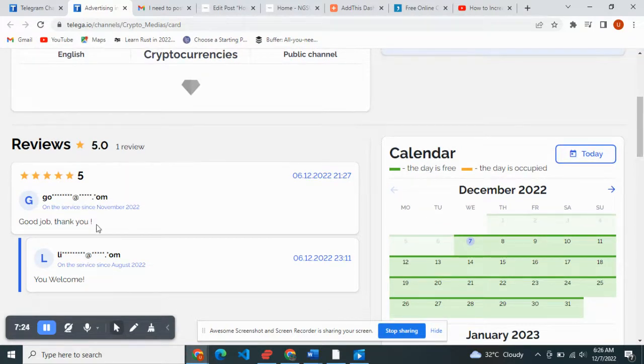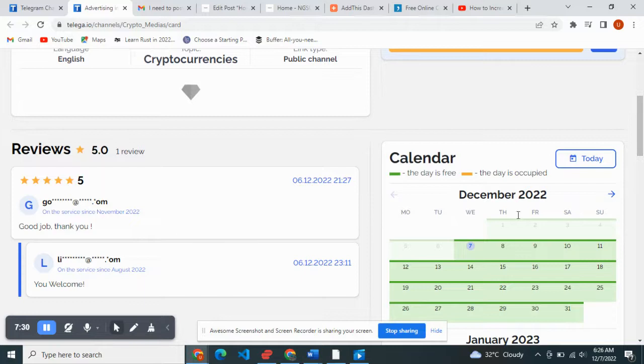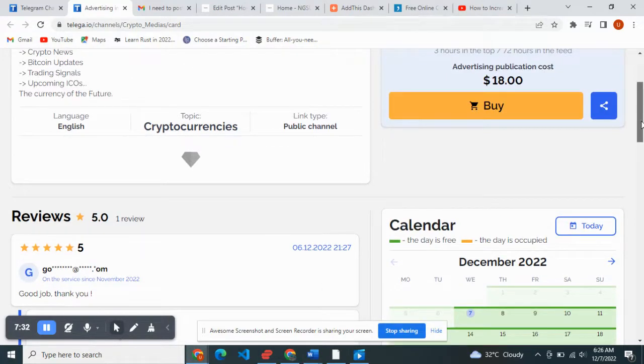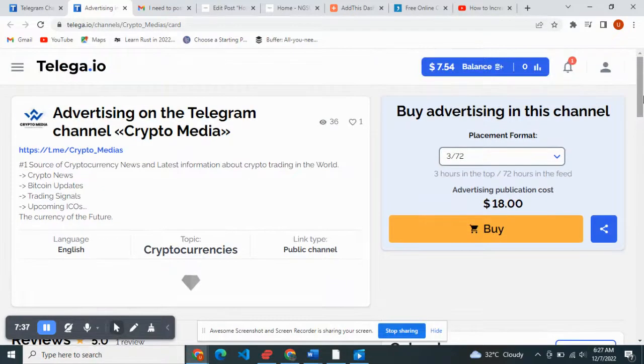As you can see, one of the reviews here says, good job, thank you. Now look at what we have here, welcome. So this particular fellow has actually run ads here, and it was a successful ads campaign. So that's how you run ads on Telegram for cryptocurrency related projects.